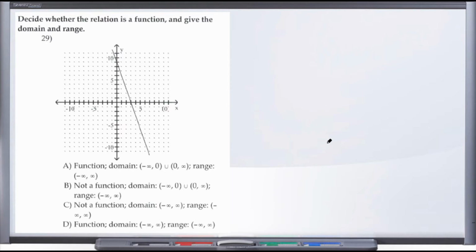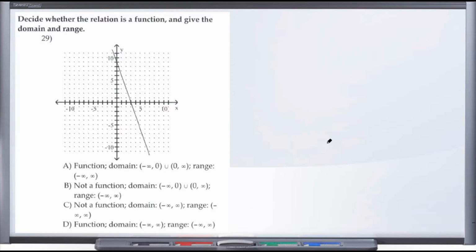All right, so as we take a look here at number 29, we're asked to decide whether the relation is a function and give the domain and range. This is similar to, I think it was 25 and 26 earlier in the practice test, where we were given a set of points and then asked whether the relation was a function or not. Now we're given a graph and asked the same question: is this a function or not?